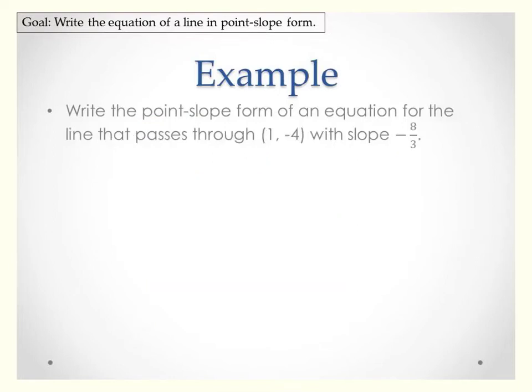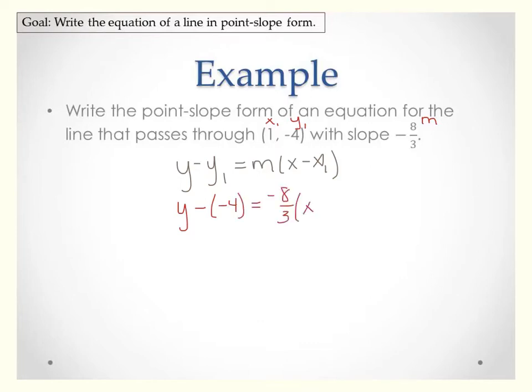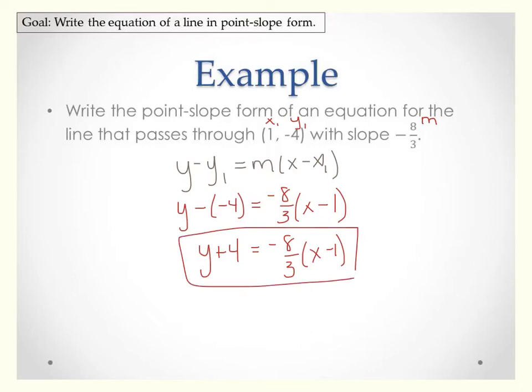So let's try that again. I would write out my point slope form. Okay, remember this is your x and your y and your m. Okay, and this is x1, y1, because you're going to keep y minus, y1 is a negative 4 equals negative 8/3 times x minus 1. Okay, and then you're going to simplify a little bit. You make that a plus 4. There we go. That is it in point slope form.